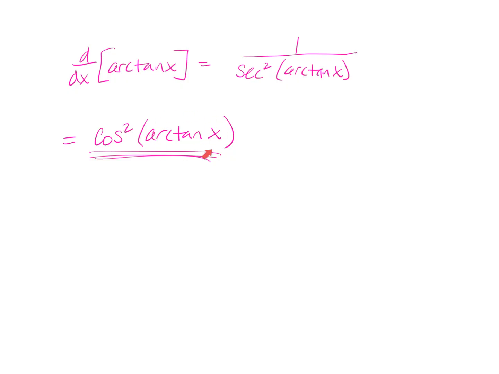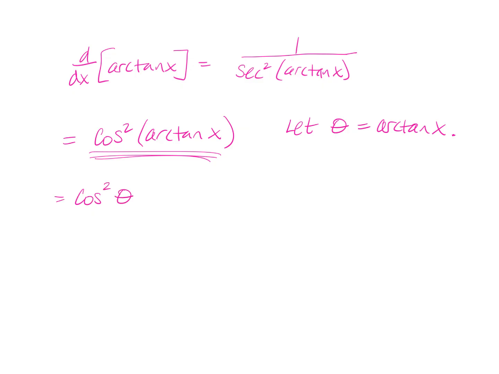So arctan x is an angle, and we are going to rename it temporarily to make the problem look a little simpler. So we are going to say let theta stand in for arctan x. Because if I'm taking the cosine of a thing, that thing is an angle. And so I'm going to rename it theta, which is a classic name for an angle. So I'm going to let theta be arctan x. So really, this is cosine squared theta.